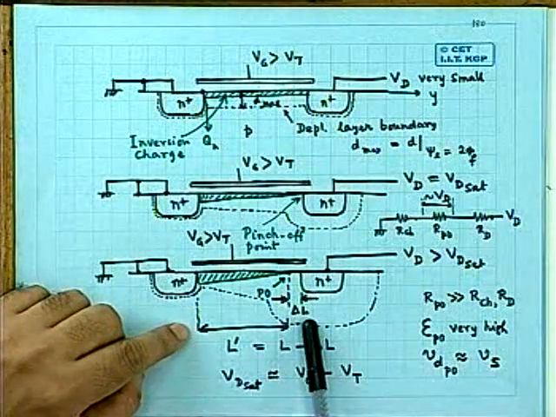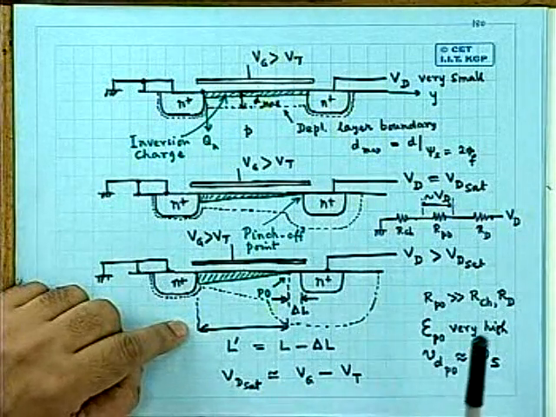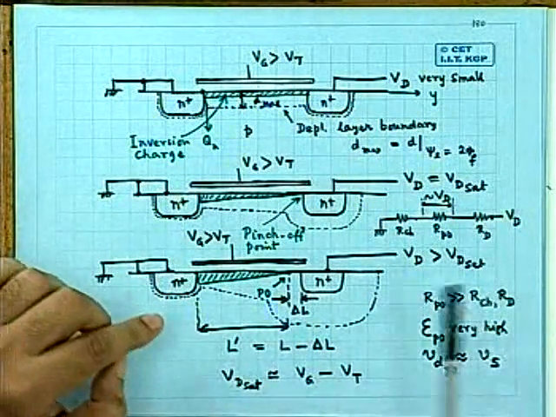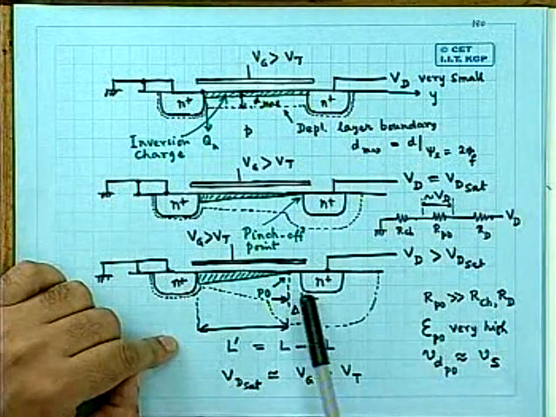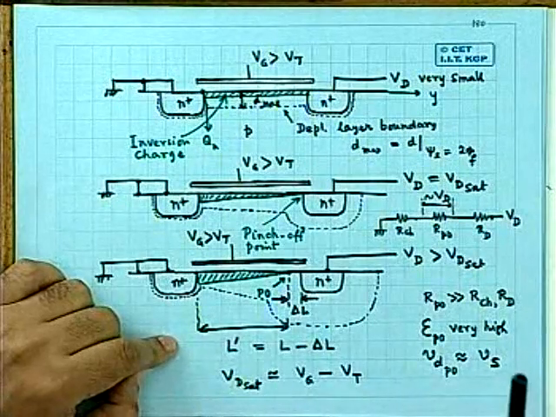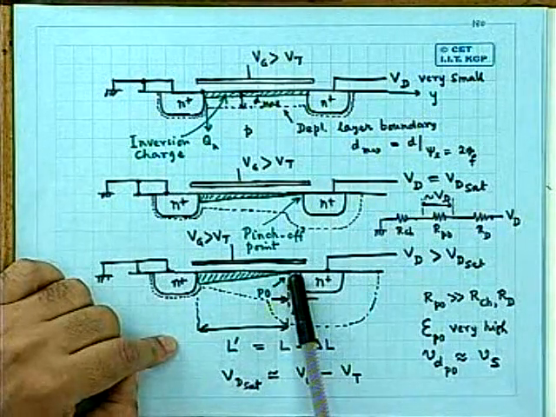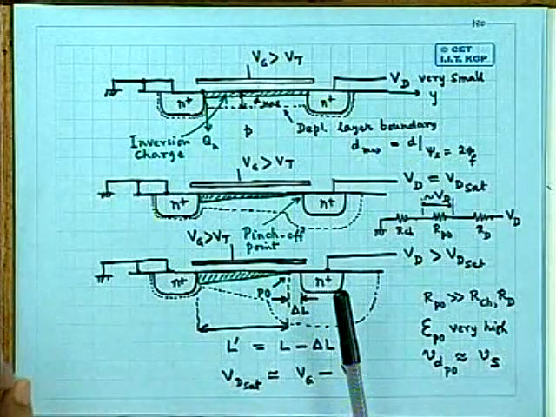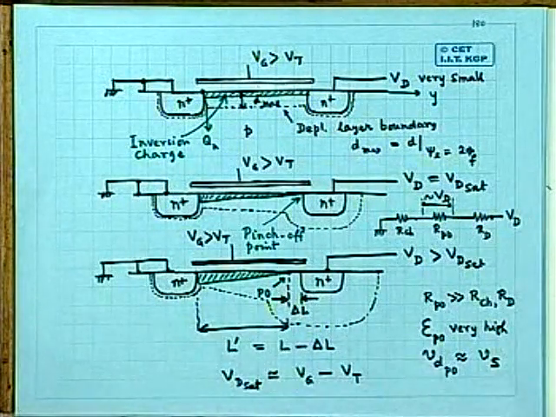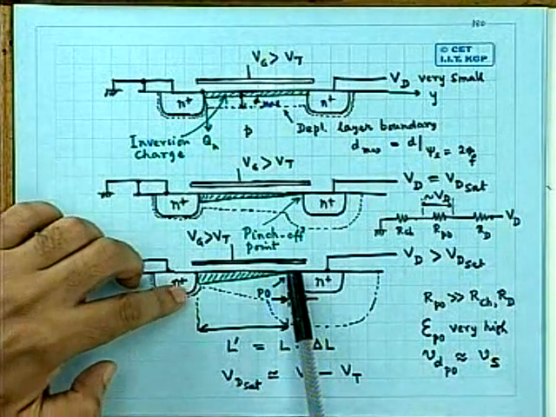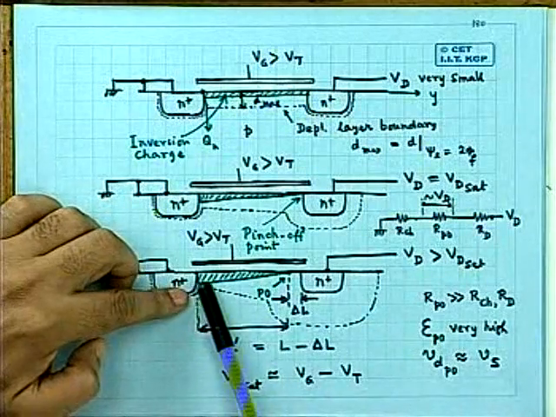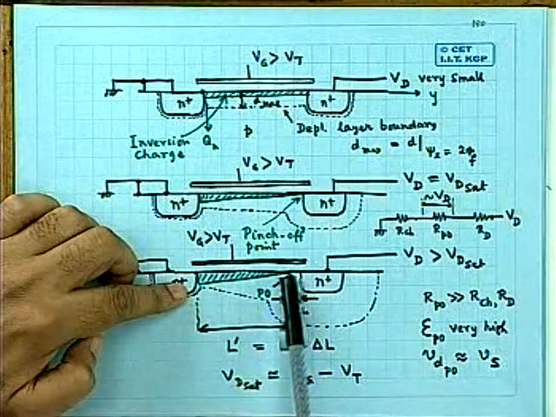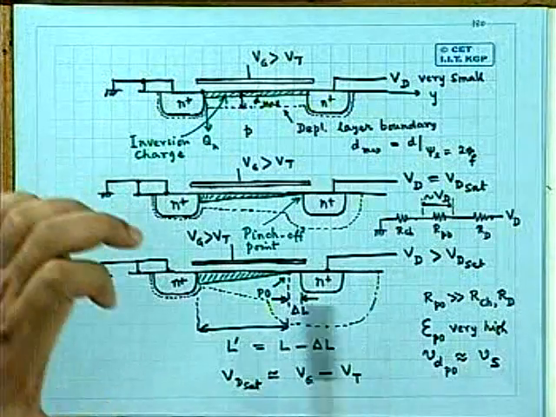And if your channel length L is comparable to that delta L, is not very, very large, then this will have some effect on ID. If your channel length is very large, so that delta L is small compared to that channel length L, then this delta L will have no effect on the drain current. But if delta L somehow comes to some value which is not negligible compared to L, then effectively the channel length will be reduced. You see, there will be an inversion charge density like this, and the effective cross section of this may remain the same, but the length is reduced.